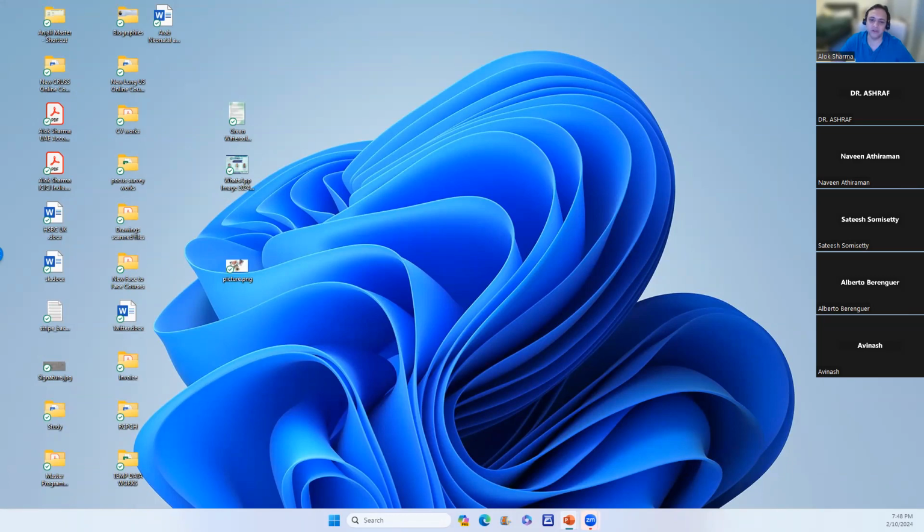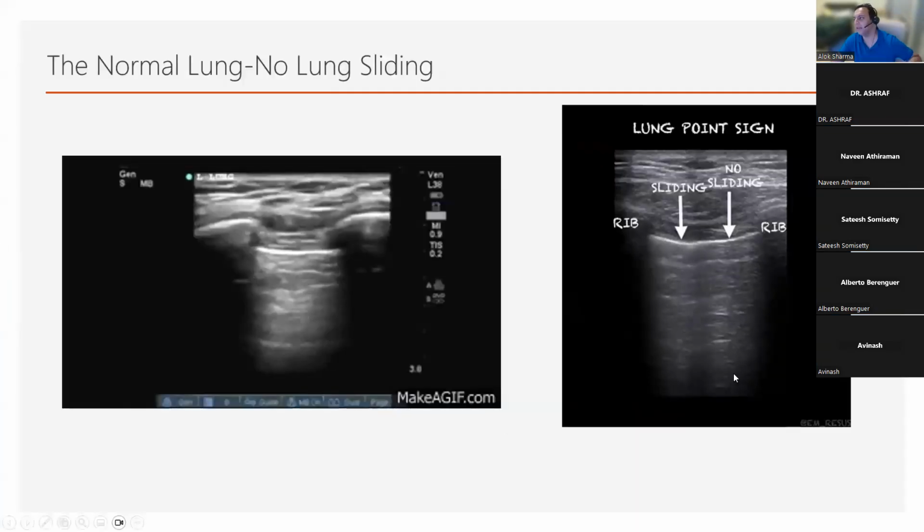I just want to show you this image because it's very important and very nice. Can you see how you can see sliding in this area and you can see no sliding in that area? That's the transition point for where air is versus normal lung, and that area is called the lung point. Now, to quantify a pneumothorax, you should be able to say where the lung point is.